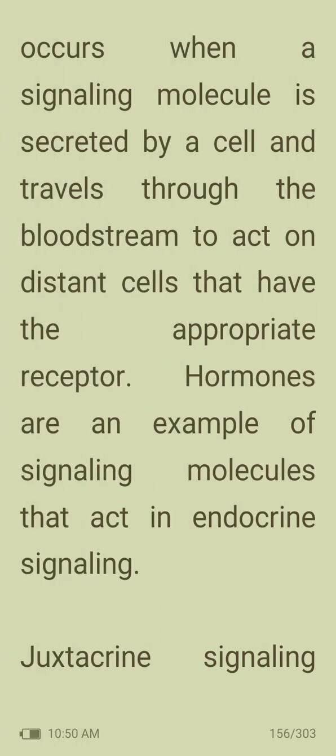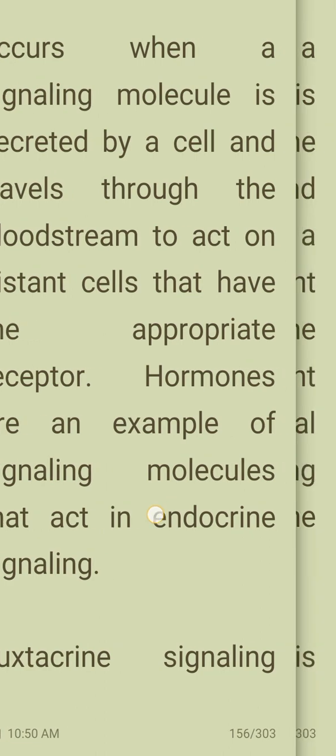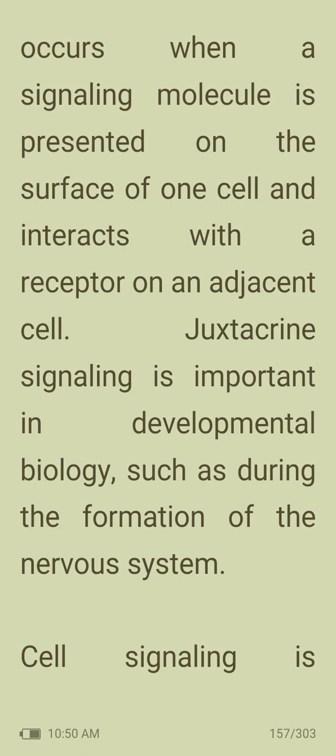Then endocrine signaling occurs when a signaling molecule is secreted by a cell and travels through the bloodstream to act on distant cells that have the appropriate receptor. Then hormones are an example of signaling molecules that act in endocrine signaling. Then juxtacrine signaling occurs when a signaling molecule is presented on the surface of one cell and interacts with the receptor on an adjacent cell. Juxtacrine signaling is important in developmental biology.